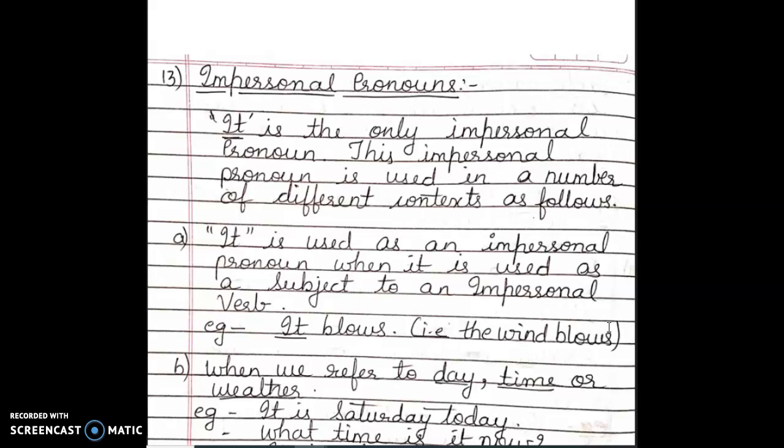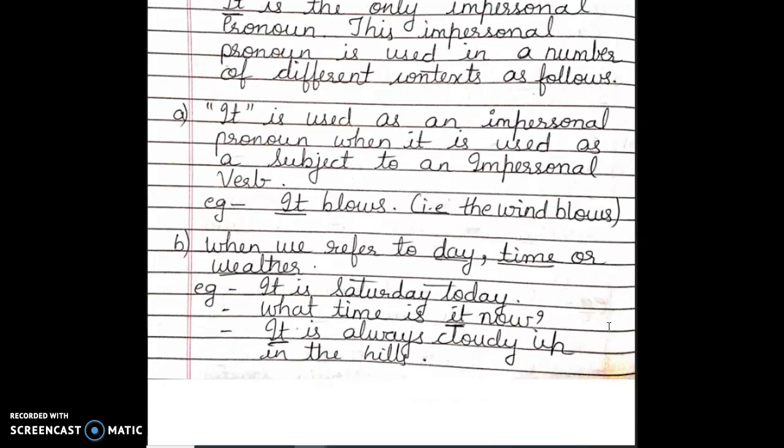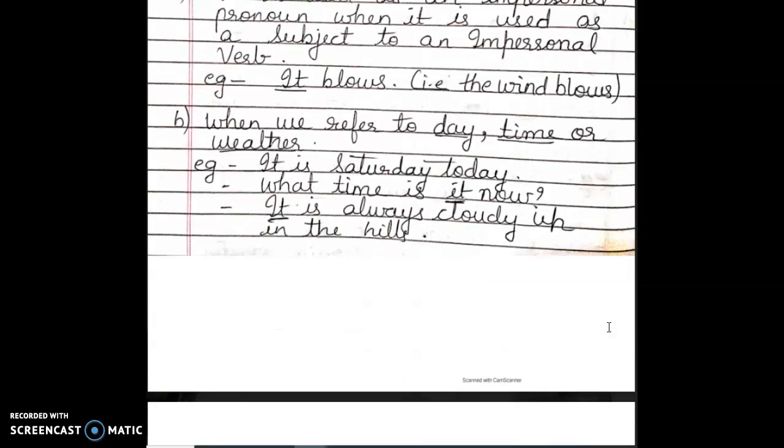Now we can see a few examples given over here. It is used as an impersonal pronoun when it is used as a subject to an impersonal verb. Now see the example. It blows. Now, blows, we know that the wind blows, right? For wind we are using it. So it blows. That's the sentence. So what blows, we know? It. So it is used as a subject to an impersonal verb. Therefore, it is an impersonal pronoun.